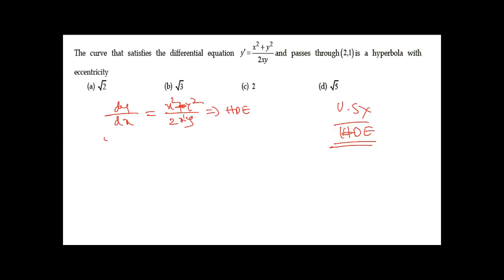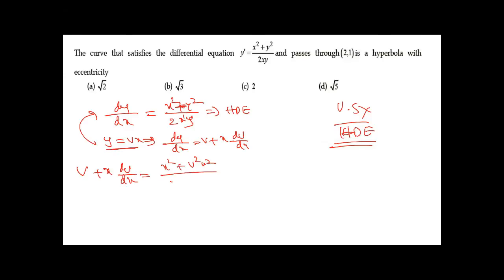So for HDE, we can take y equal to vx, and dy by dx equal to v plus x dv by dx. These two values substitute here in the original equation. V plus x dv by dx equal to, wherever y is there, you can substitute vx: x square plus v square x square by 2x into vx. V plus x dv by dx equal to, so numerator x square common, 1 plus v square, down 2x square v.